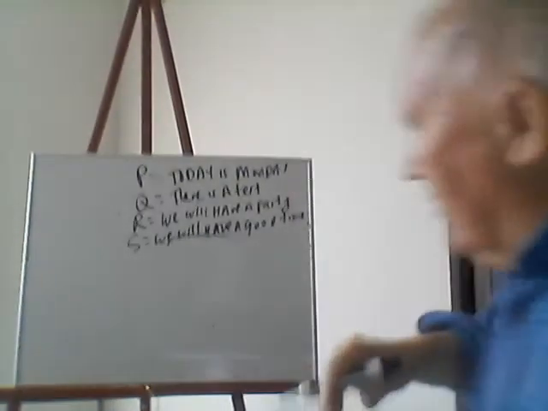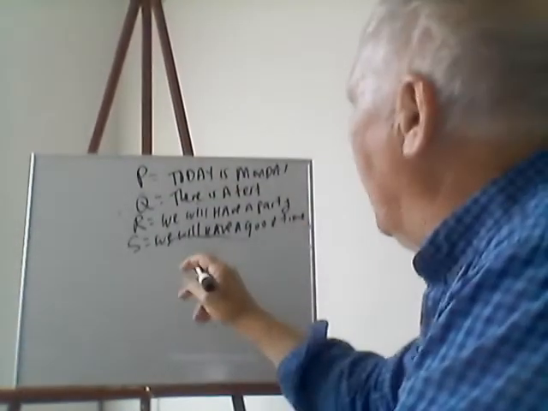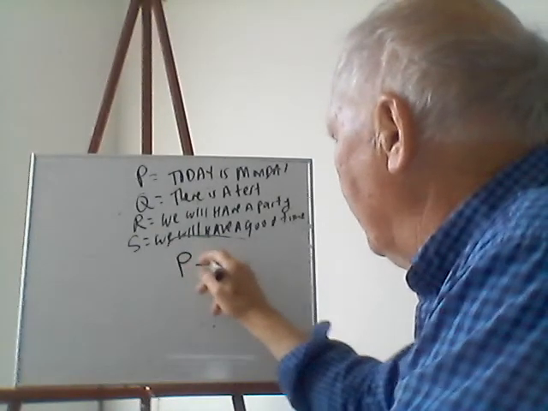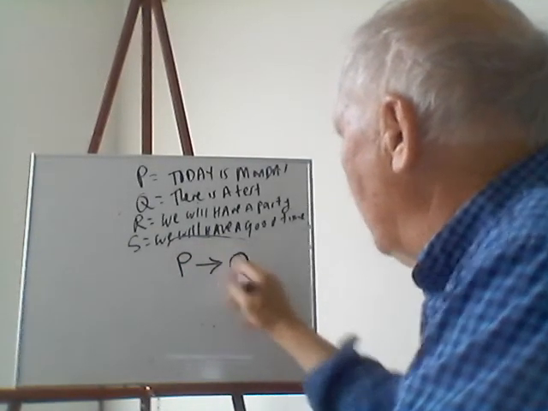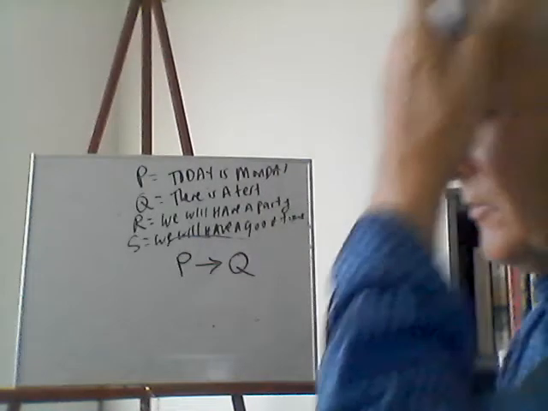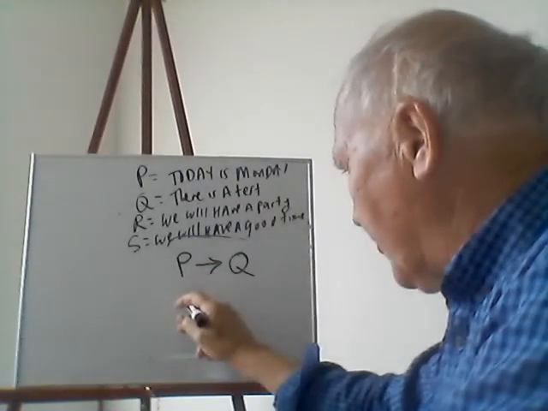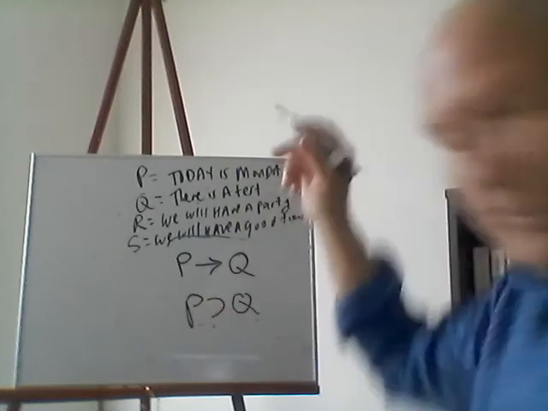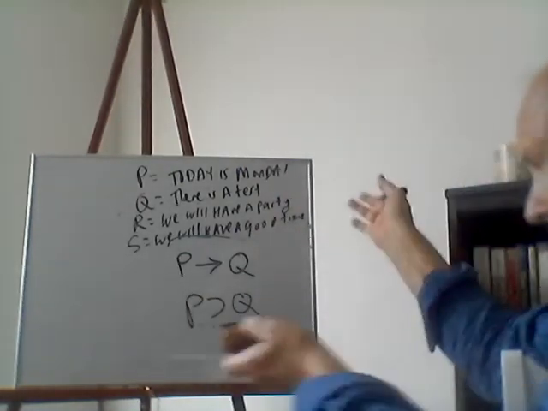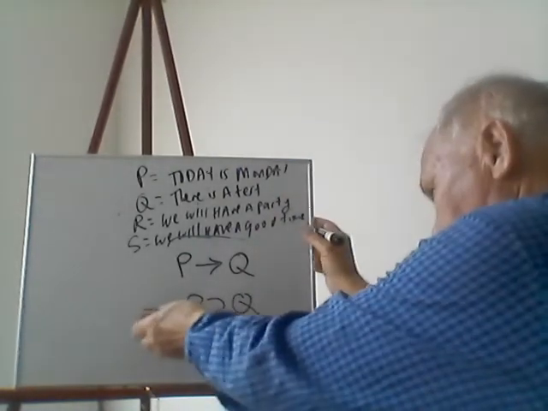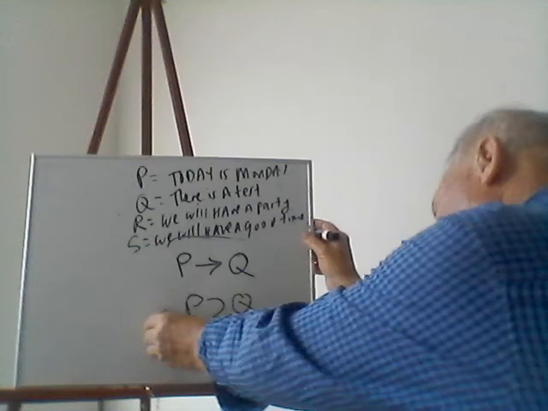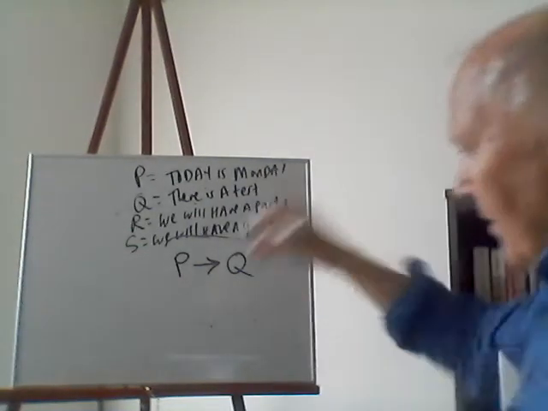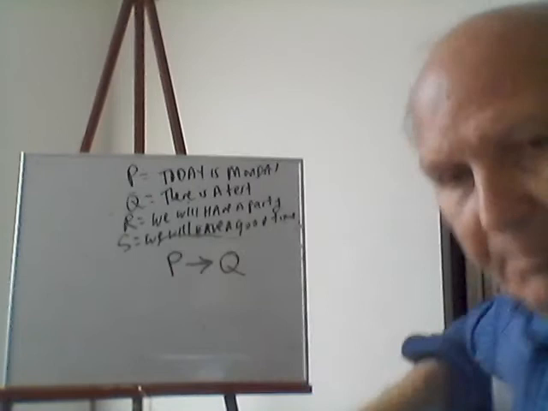So, if you want to say, if today is Monday, then there is a test, you use the arrow. A lot of logic books will use the horseshoe. You'll see that a lot. I like the horseshoe actually better, but I won't use it. I'll use the arrow. That means if P then Q.